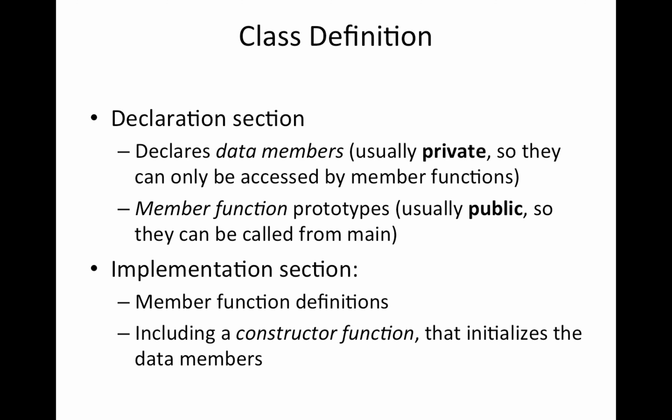When you write your own class definition, there are basically two parts. There's the declaration section and the implementation section. In the declaration section, you declare the data members. These are usually private, so they can only be accessed by member functions. And you have the member function prototypes. These are usually public, so they can be called, for example, from the main function. In the implementation section is where you have the actual member function definitions. This is always going to include at least one constructor function that initializes the data members to begin with.